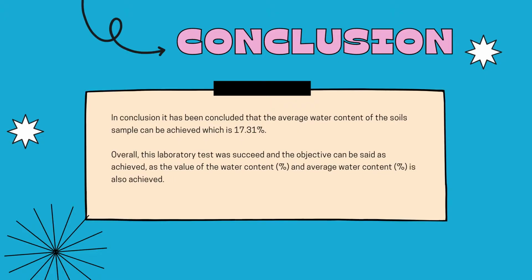In conclusion, it has been concluded that the average water content of the soil sample can be achieved, which is 17.31%. The objective of this laboratory test can be said as achieved as the value of water content and the average water content is also achieved.